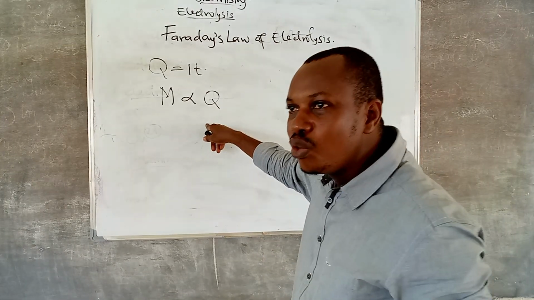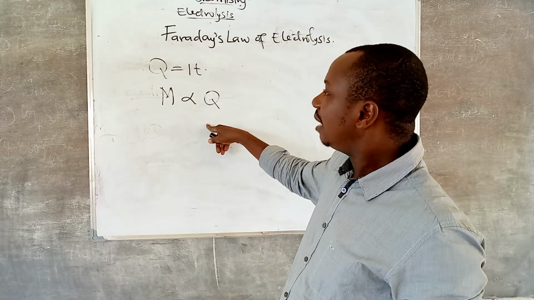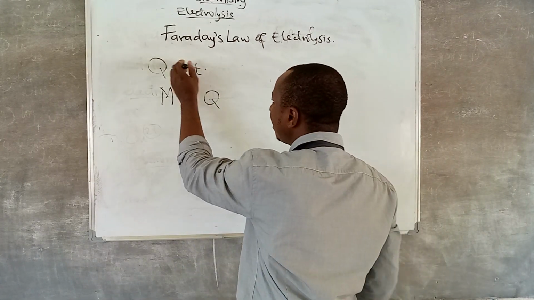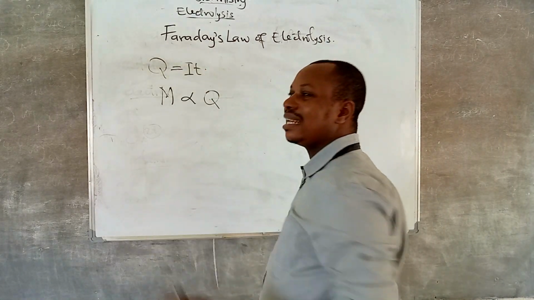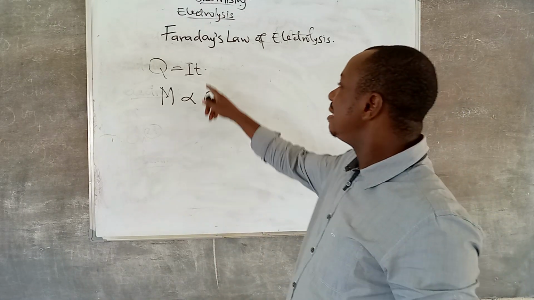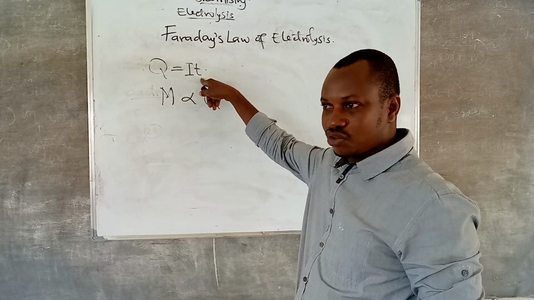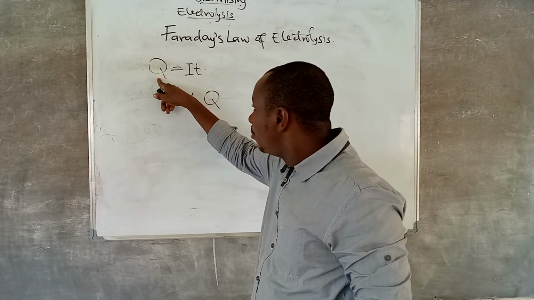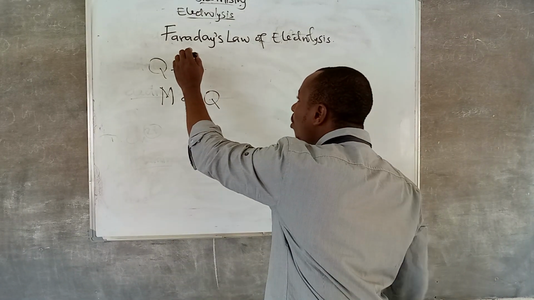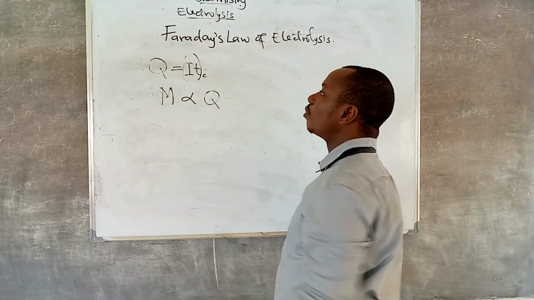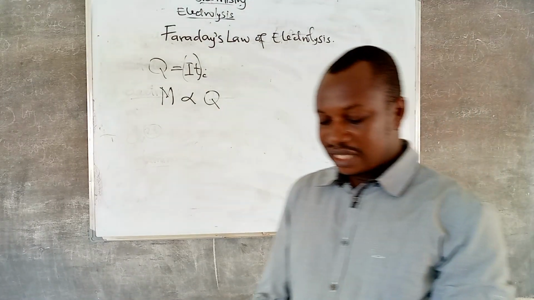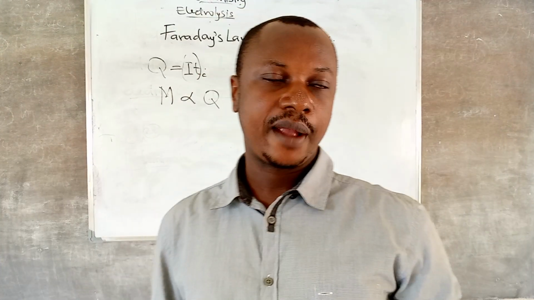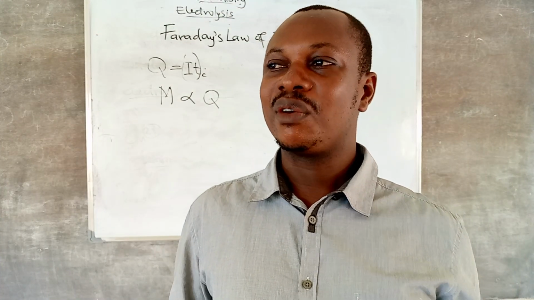But this Q, which is measured in coulomb, is equal to IT. This I is current in amperes, while T is time in seconds. Don't forget, Q is measured in coulomb, which means this whole thing now will be measured in what? Coulomb.